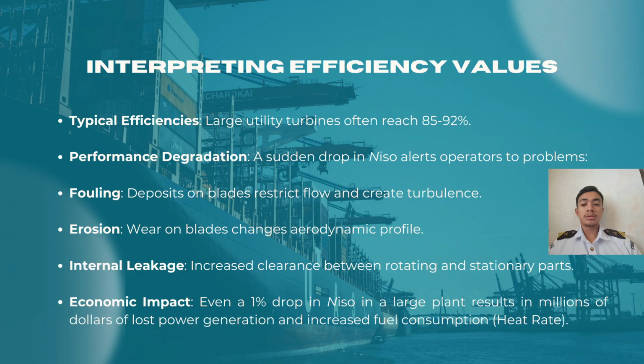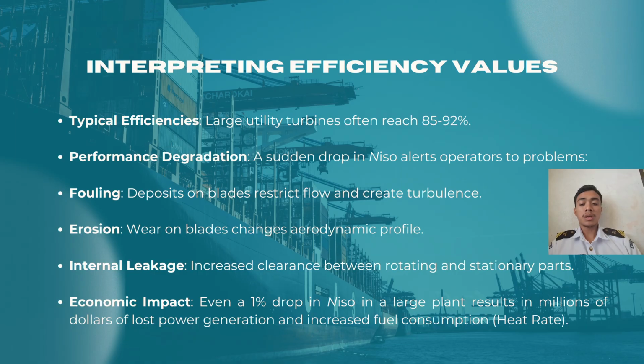Interpreting efficiency values. Typical efficiencies for large utility turbines are often 85 to 92%. Performance degradation: a sudden drop in η_iso alerts operators to problems. Fouling: deposits on blades restrict flow and create turbulence. Erosion: wear on blades changes the aerodynamic profile. Internal leakage: increased clearance between rotating and stationary parts.